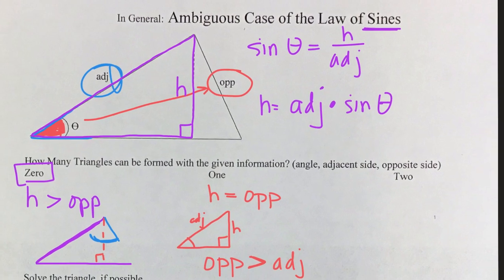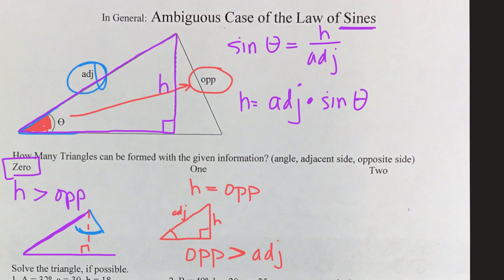And then here is the ambiguous case, when we can have two triangles formed. That means that the adjacent side is the biggest. So the opposite side is less than the adjacent side, but the opposite side is greater than the height.